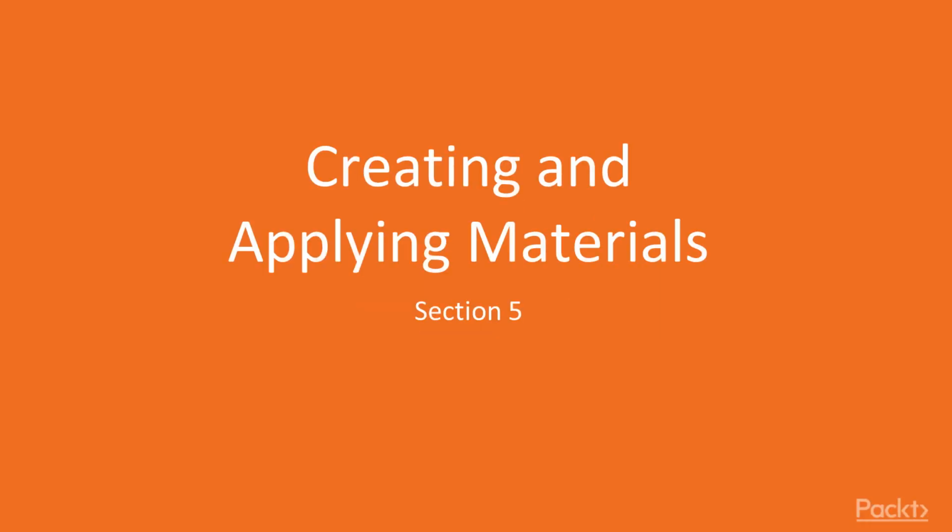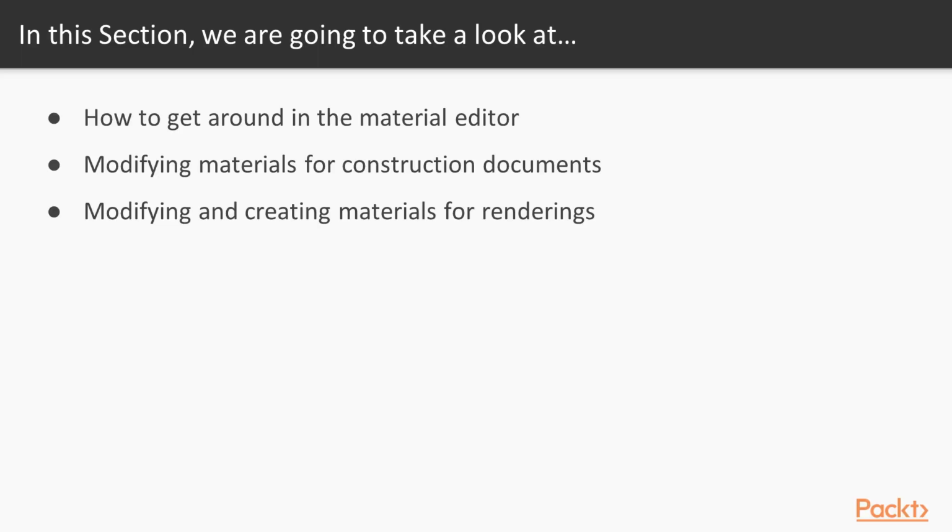In section 5, we're going to be talking about materials, how we can create them, how we can modify them, and how they can really impact our overall model. So starting out, we're going to be talking about how you get around the general layout of the material interface. Then we're going to be talking about modifying materials for construction documents.